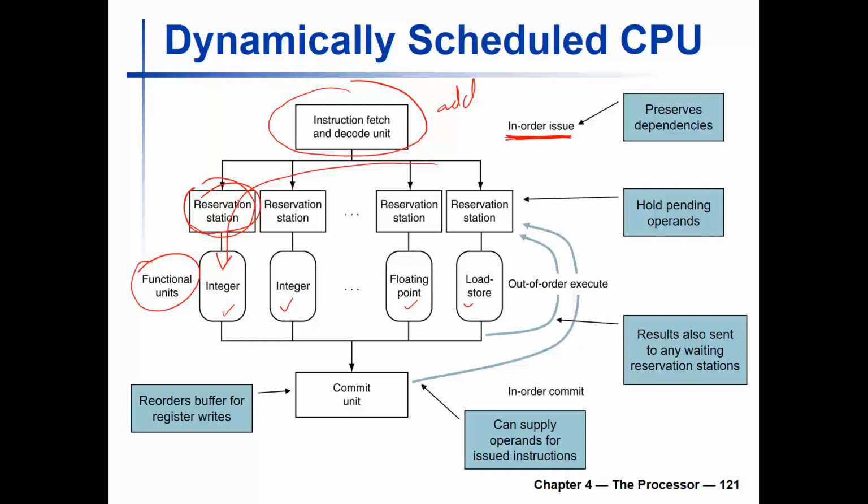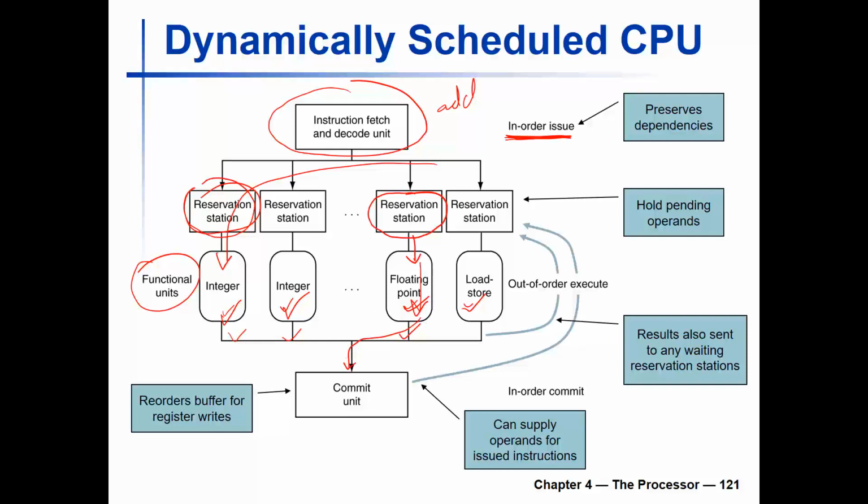Now you have the integer and multiply units. Every unit has a reservation station for the instruction to wait, and this waiting is because we need to resolve operands. We must have our values for the operands. Once an instruction has all its operands ready, we send it to the execution unit. It executes the instruction and sends it out toward the commit unit.